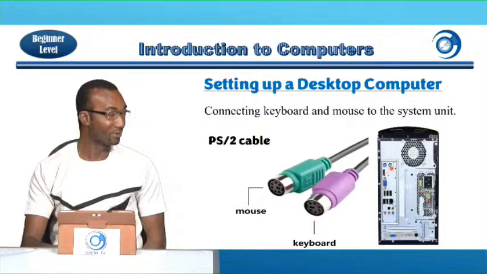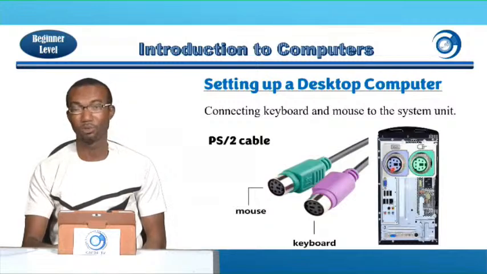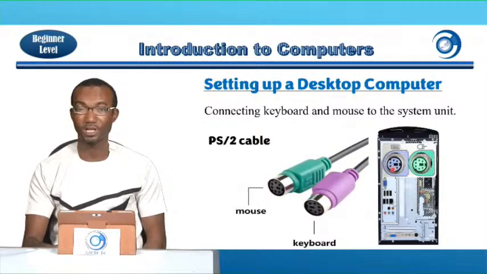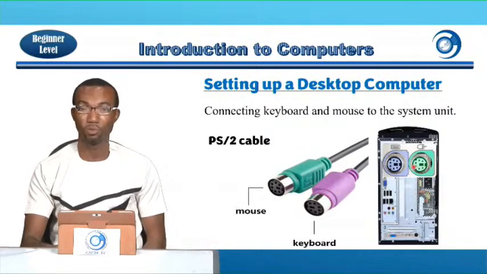So at the back of the system unit too, you see the mauve color here and the green. You see that they have drawn the keyboard icon here and the mouse icon here. So you just put this green connector in this port, that's the PS2 port here, and you connect the mauve one to the keyboard port here. So that is one means of connecting. If you buy a keyboard or a mouse that has this connector, then that is where you will connect it. We call this cable a PS2 cable, and these ports are called PS2 ports.